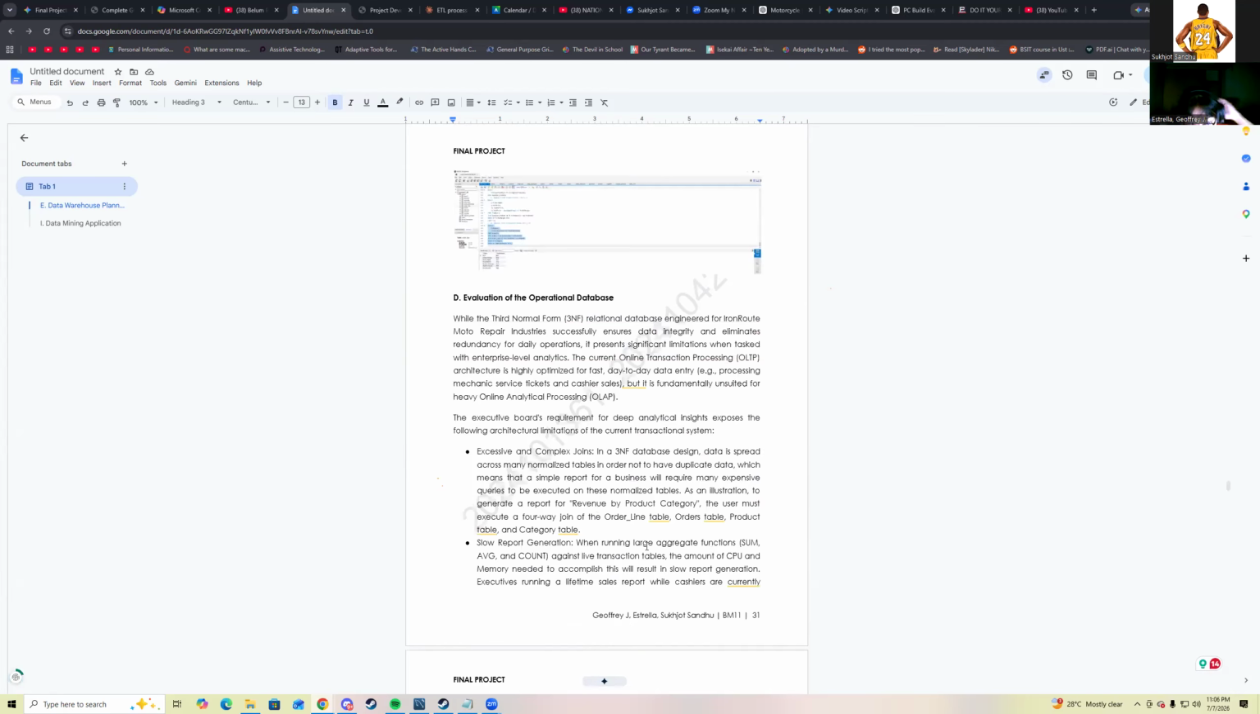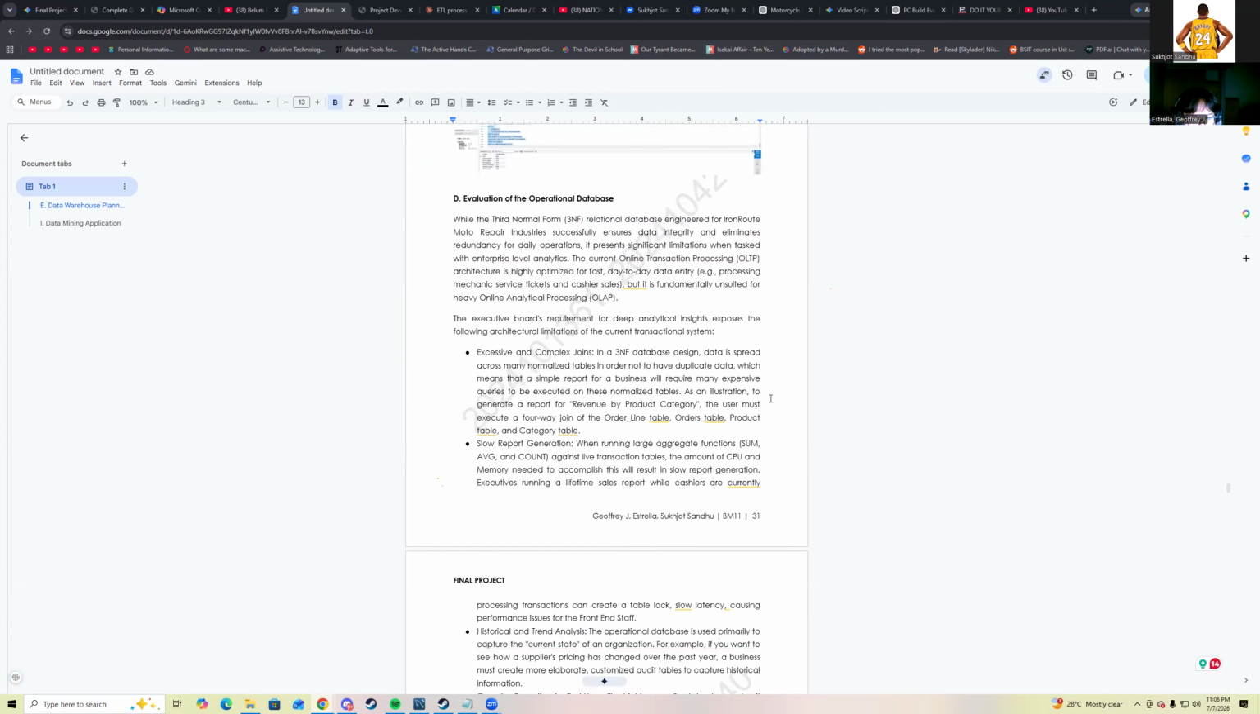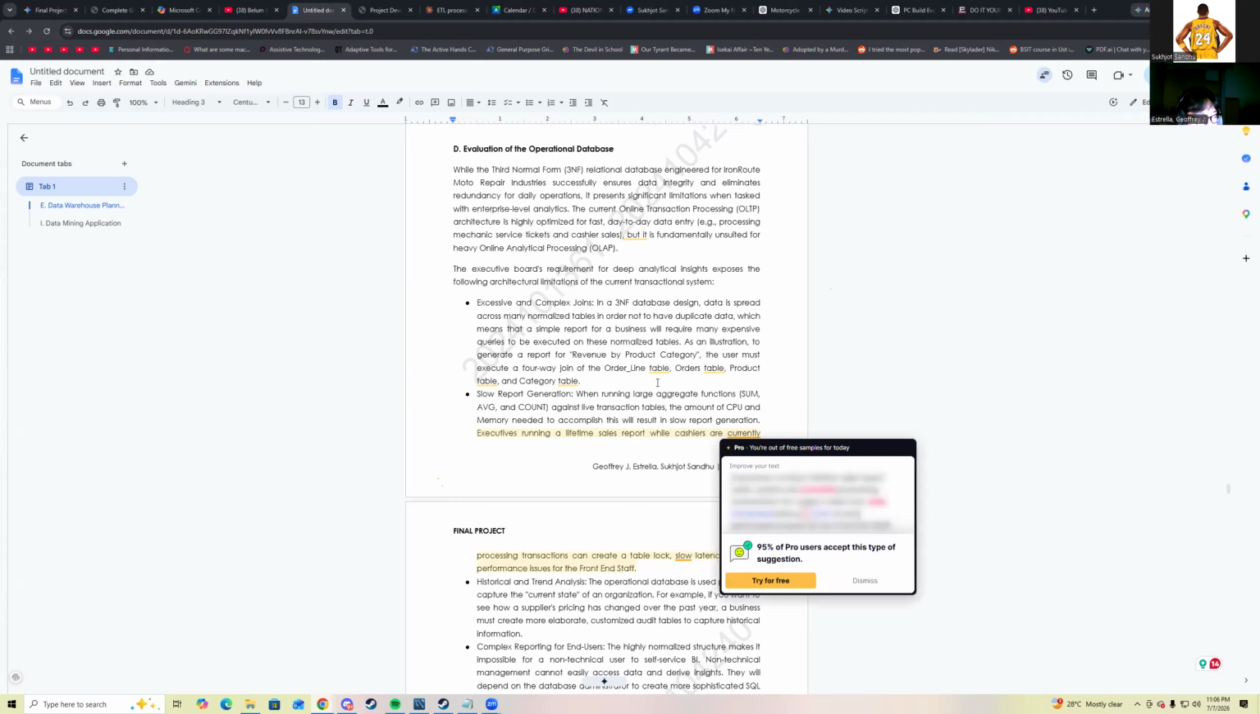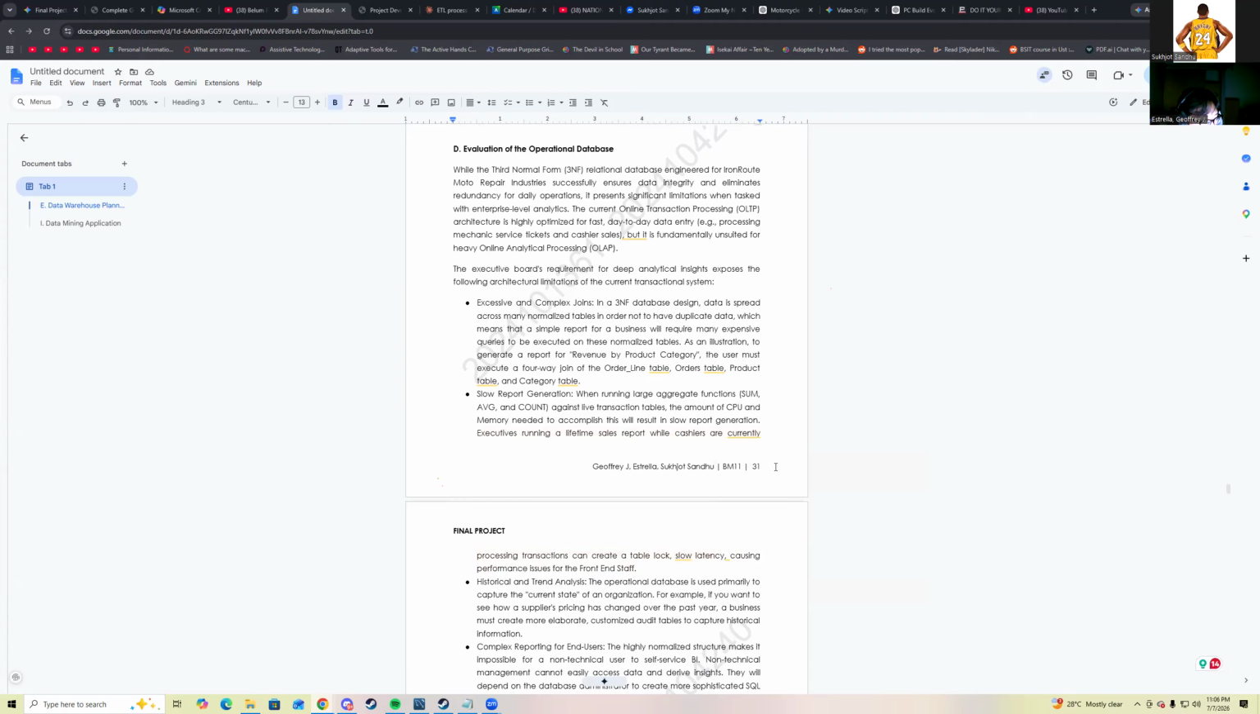So for the next section is the evaluation of the operational database. While our current operational database is perfect for day-to-day tasks like ringing up customers and logging mechanic tickets, it actually presents a major roadblock for enterprise analytics. The problem is that our data is highly normalized, meaning it is spread across many different tables to prevent redundancy. But if management wants a simple revenue report, the system has to stitch all those tables back together. So this is slow and heavy.